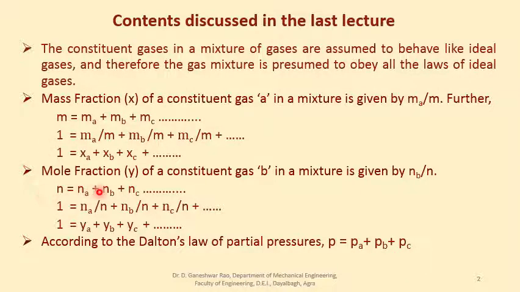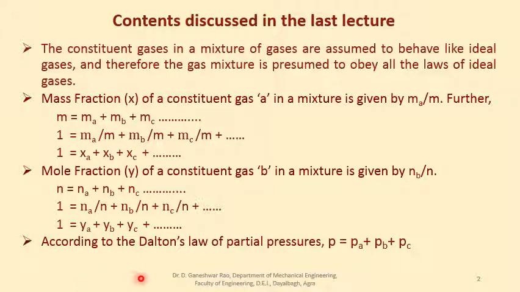Similarly, we discussed mole fraction of a constituent gas B, and that it is given by Nb upon N. If the number of moles of the mixture is N, it will be equal to Na plus Nb plus Nc, that is, the sum of the number of moles of all the constituent gases. By dividing by N, we have this expression which indicates that the sum of the mole fractions of all the gases is unity in a mixture of gas.